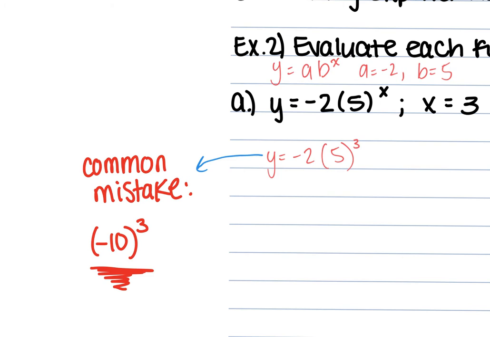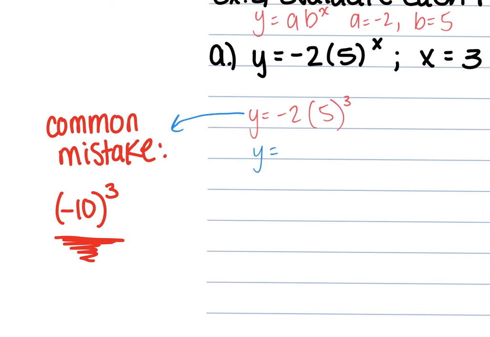In PEMDAS, we start with parentheses. Inside of our parentheses, is there anything to simplify? No, it's just 5. After parentheses, what comes next? Exponents. Do we have exponents? Yes, so we have to cube this before we multiply, okay? So PEMDAS. As soon as we know that, we're going to say, okay, y is not equal to negative 10 to the third. It's equal to negative 2 times, what's 5 cubed? 125. Then we multiply it by negative 2. We get y equals? Negative 250. Okay?